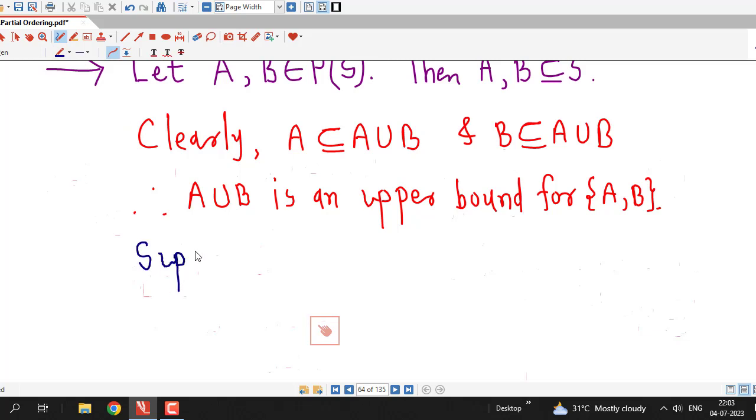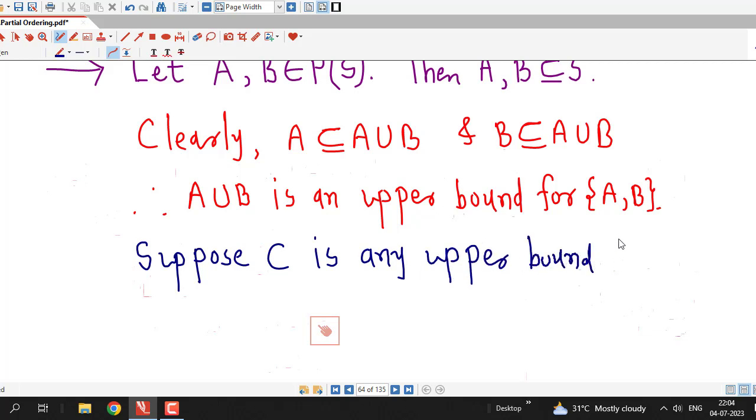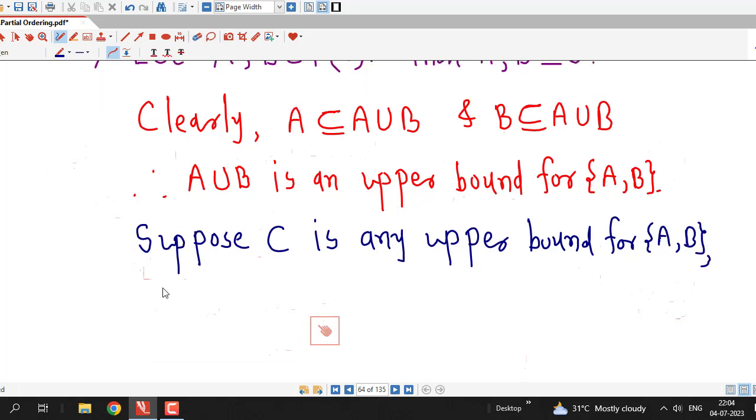Suppose capital C is any upper bound for the same set having two elements A and B, then by the definition of upper bound we must have A related to C and B related to C.